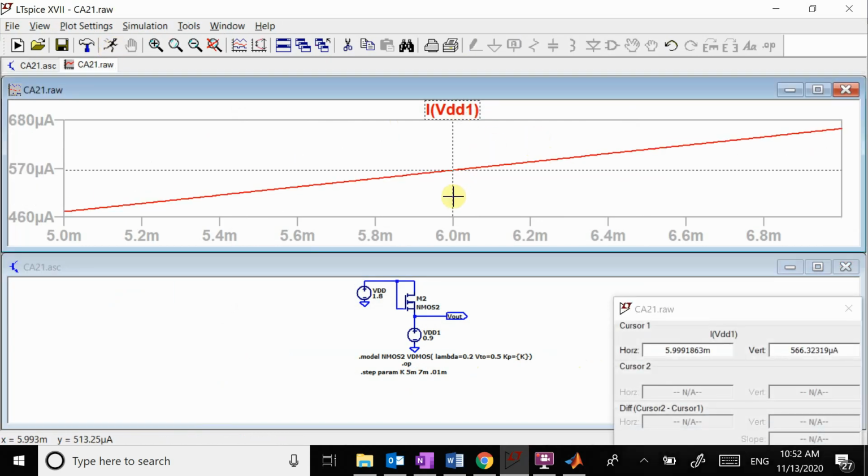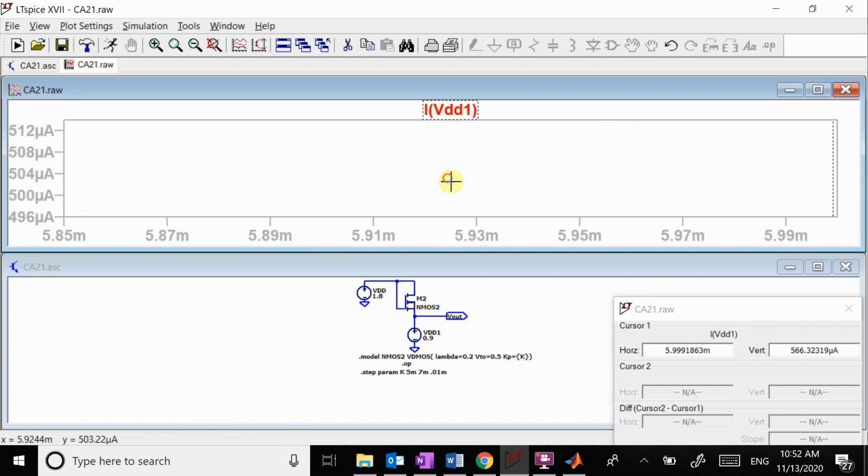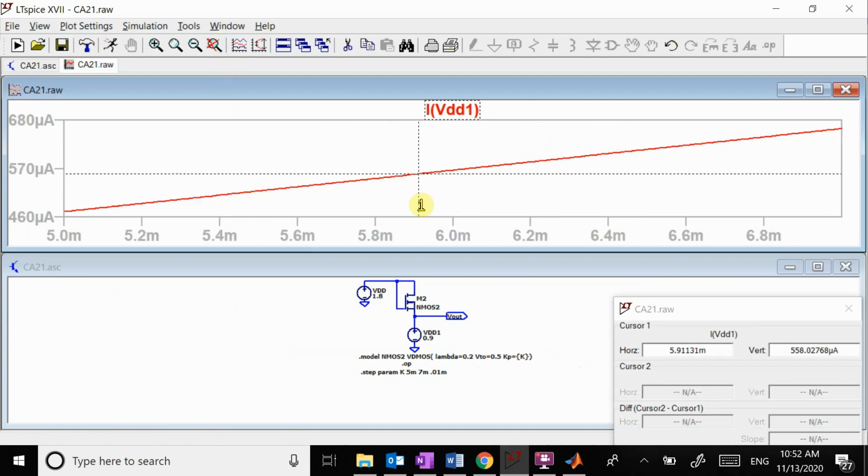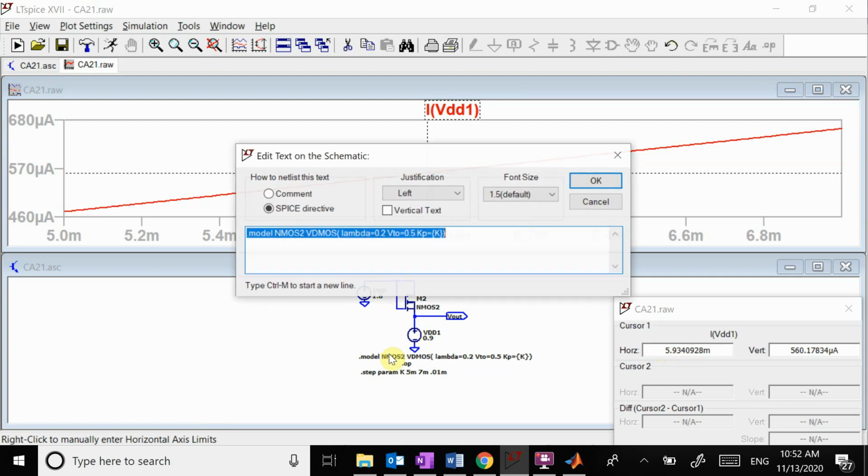Okay, and we want a current of 0.56. And so 5.9 milli, that's really close to what we had before. Okay, to what we calculated. 5.9 milli.